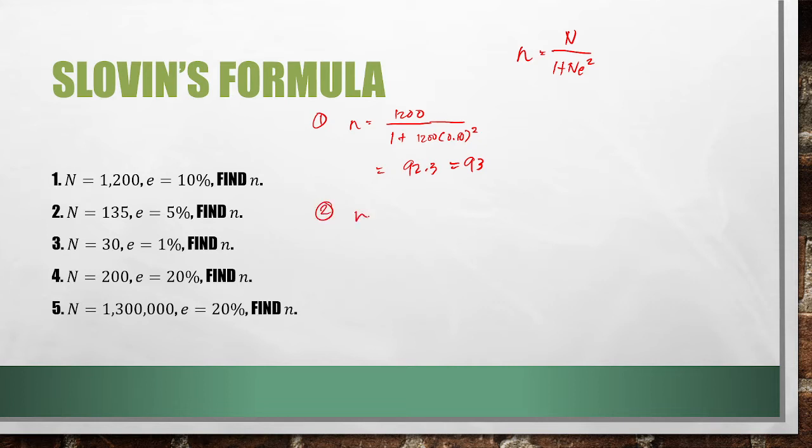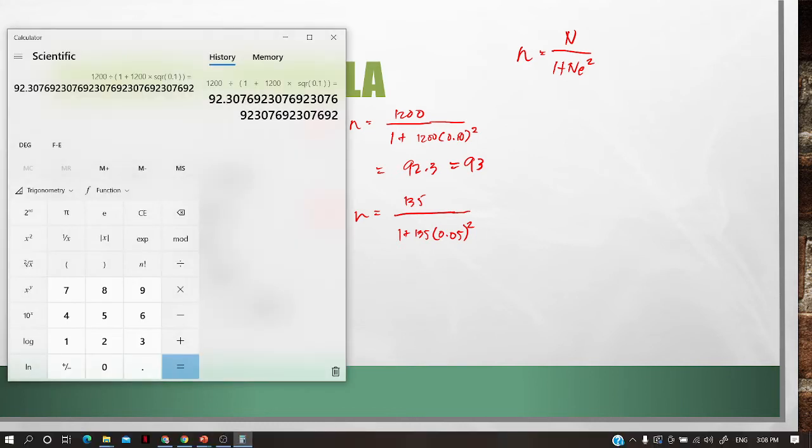For the next one, same concept. We'll have n equal to 135 all over 1 plus 135 times 0.05, that is 5%, squared. Same scenario. We will have 135 divided by 1 plus 135 times 0.05 squared.